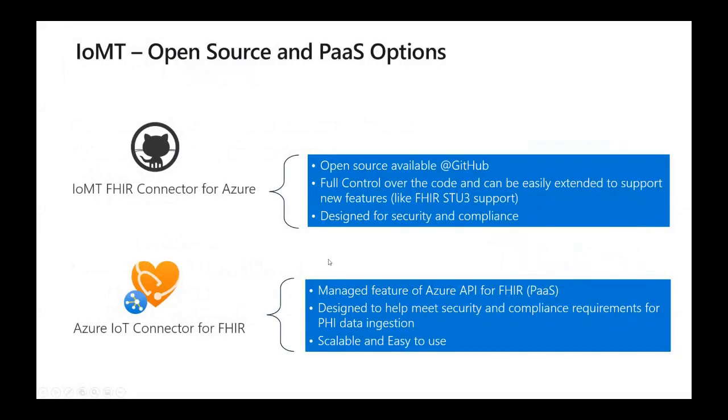That brings us to two solutions that we've built. We have both an OSS version, the IoMT FHIR Connector for Azure, and a PaaS option currently in public preview, the Azure IoT Connector for FHIR. The IoMT FHIR Connector for Azure gives you full control over the code. If you want to take the basic building blocks and extend it or add enhancements to support your specific scenario, you're free to do that. But if you'd like a one-stop shop and to use the solution that we built as is, then I encourage you to look at the Azure IoT Connector for FHIR.